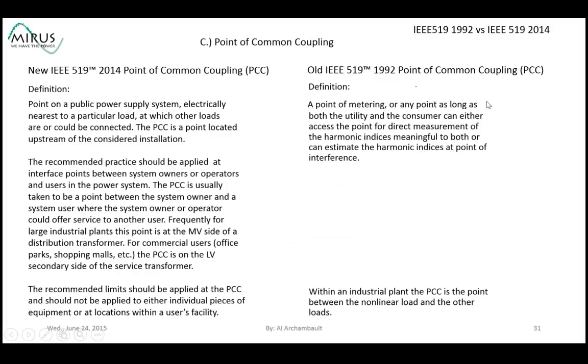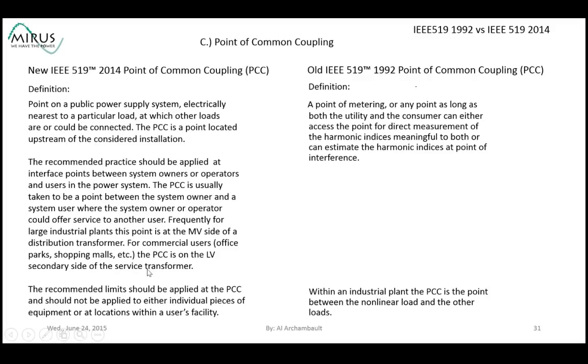So here's the 1992 guideline. It said that the point of common coupling is a point of metering or any point as long as both the utility and the consumer can either access the point for direct measurement of the harmonics indices meaningful to both, or can estimate the harmonic indices at point of interference. And it further went on, within an industrial plant, the PCC is between the nonlinear load and the other loads. Now, this left it open for interpretation. Basically, the point of common coupling could be anywhere that someone decided it should be.